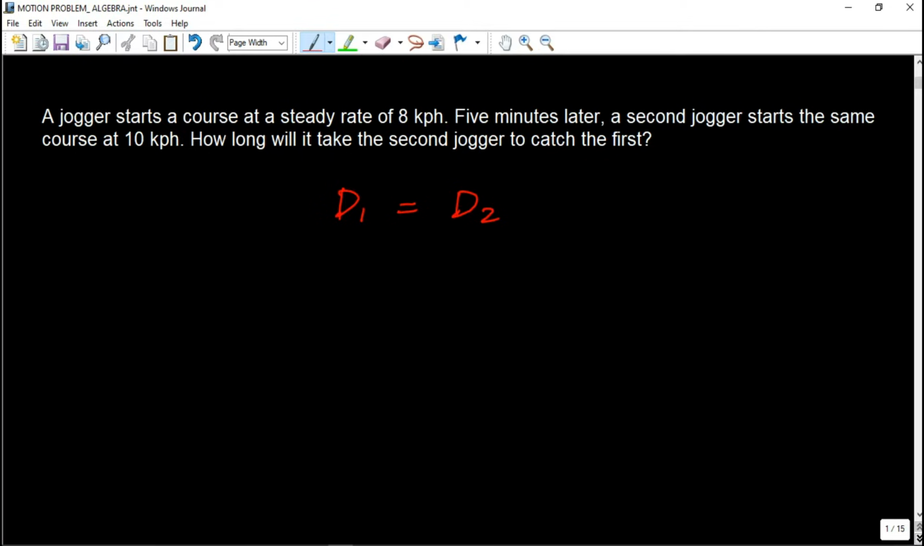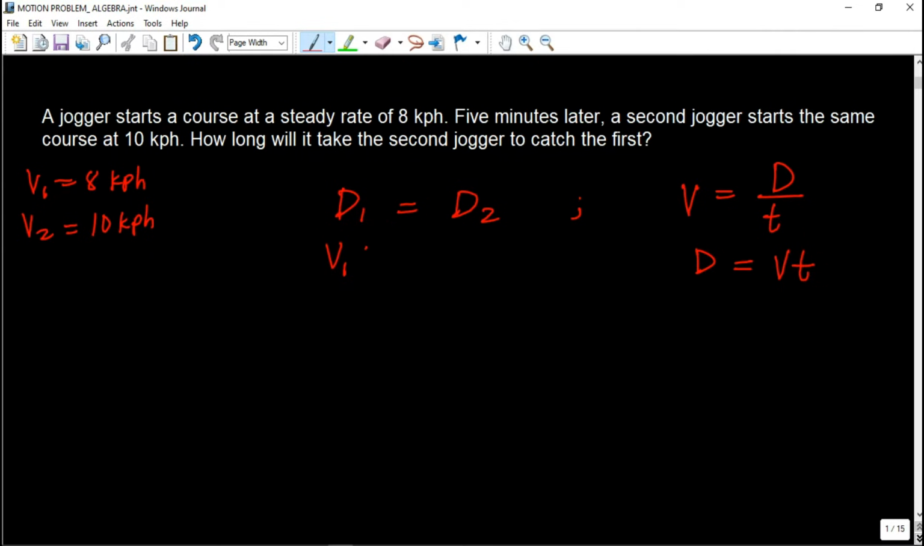Now, it says here, a jogger starts a course at a steady rate of 8 kilometers per hour. So that is V1, 8 kilometers per hour. Then the second jogger starts the same course at 10 kilometers per hour. So that is V2, 10 kilometers per hour. We have the concept that speed is equal to distance over time. We can relate this in terms of distance only. So distance is velocity times time. Therefore, we have V1 T1 equals V2 T sub 2.